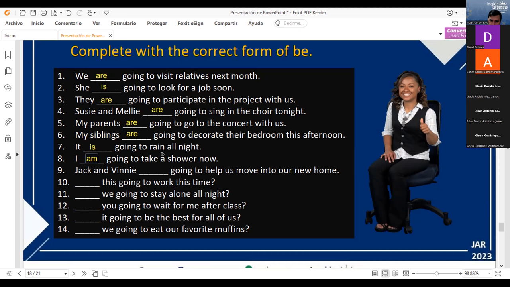Jack and Vinny are going to help us. Okay. Number 10. Is this going to work this time? Okay. 11. Are we going to stay alone all night? To stay alone all night. Okay.